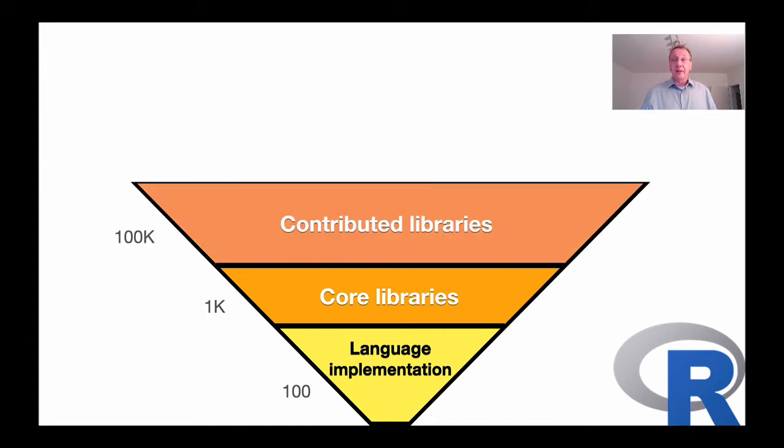On top of that is where the real added value lies, the contributed libraries. In the case of R, there is a repository called CRAN. It's a curated repository that holds over 18,000 packages. And these packages range from statistical methods all the way to visualization techniques. And we could guess maybe that 18,000 packages have been contributed by, say, 100,000 people over the last 20 years.